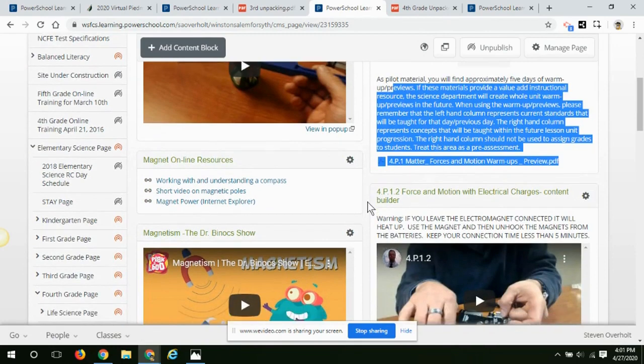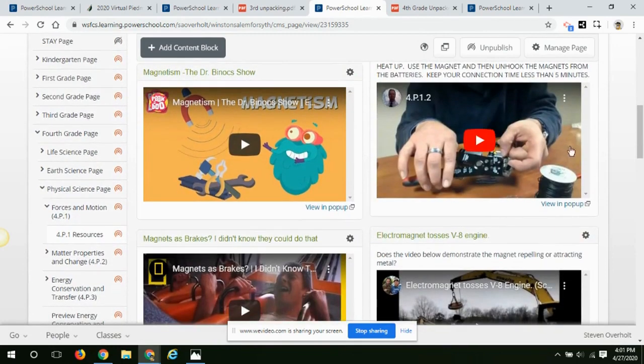How to make an electric magnet. Be careful with this one. Don't have kids make this one. It will heat up because of the resistance in the wire and get warm. So you do this as a model, but use safety. Think safety as you're doing things.